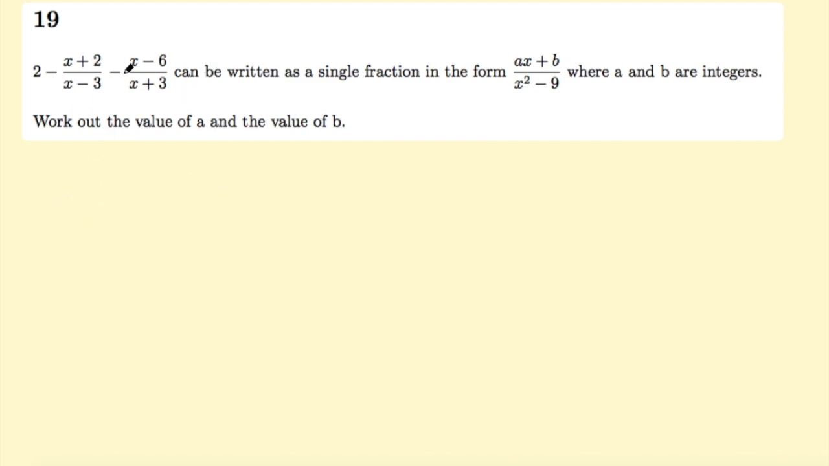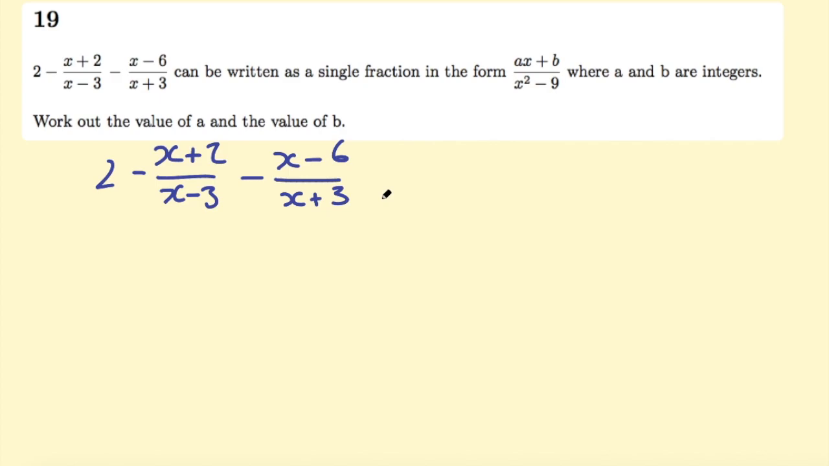So let's start with this left-hand side. 2 minus x plus 2 over x minus 3 and all of that. I like to rewrite some questions where there's going to be a lot of working out. It's good practice to rewrite the problem, and it gets you in the frame of mind to tackle that problem.